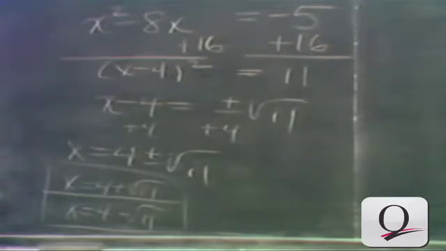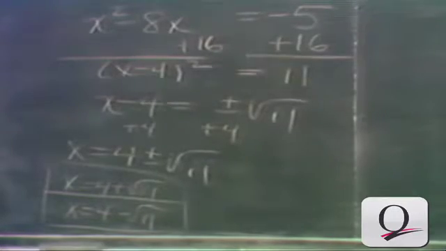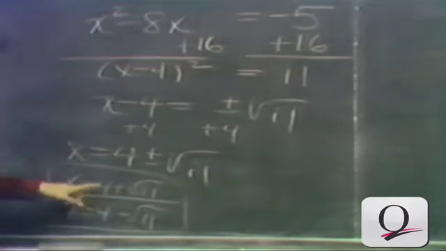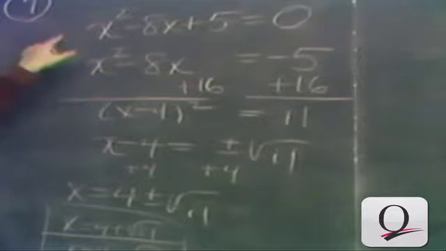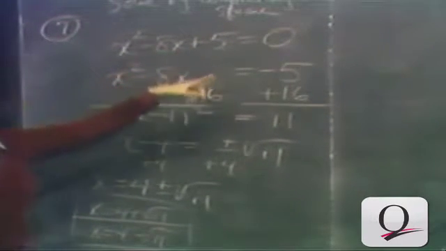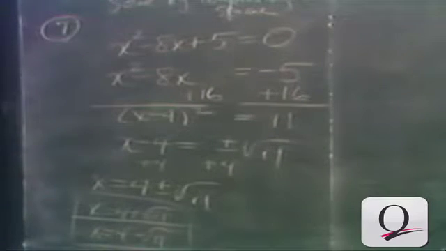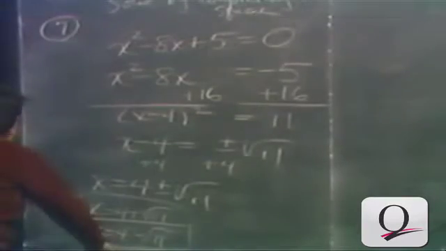Now, don't let the fact that there are radicals here upset you. You can still check your answers in the original equation. It can be done. It would not be terribly difficult. You would take 4 plus the square root of 11, square it, subtract off 8 times that, add 5. The square roots of 11 would drop out, and it would work out. So each of these could be checked in the original equation.